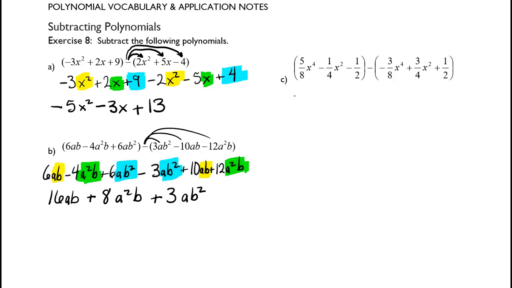Now on this last term, I have 5/8 x to the 4th minus 1/4 x squared minus 1/2 minus the quantity negative 3/8 x to the 4th plus 3/4 x squared plus 1/2. Go ahead and pause the video and see if you can do this one on your own now that you've seen quite a few examples.